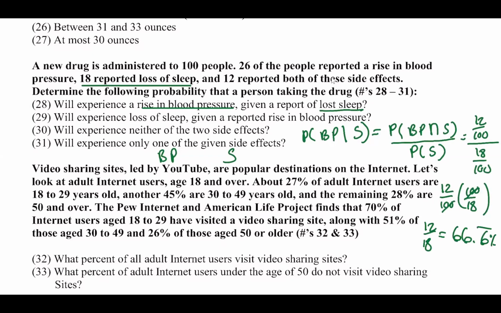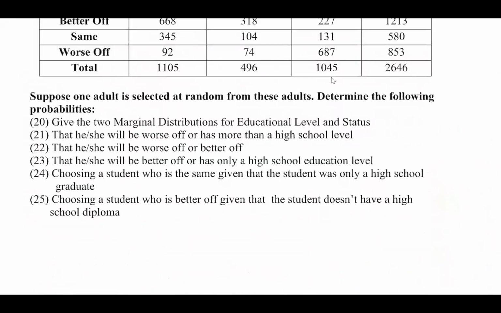So right here, the keyword is given. Once they tell you it's given, they're telling you this is a conditional probability, and this is the formula that you want to use for conditional probability. All right. Any question in regard to 28 before I move on to 20? All right, so let me go on to 20.